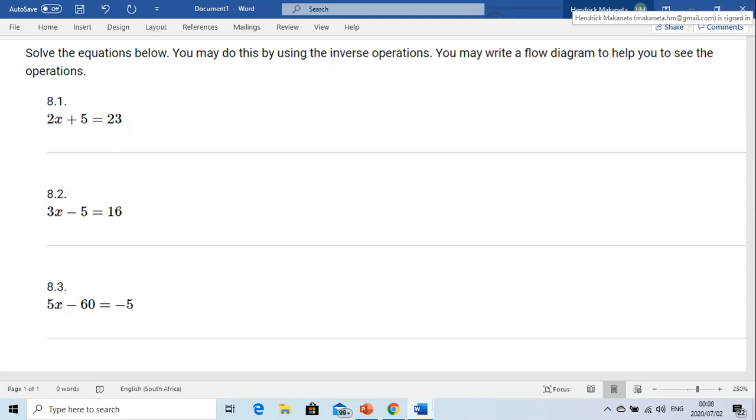I see that Nosipo is already demonstrating there with the equation 2x plus 5 is 23. Okay, Nosipo, I'm looking at your calculations on the group chat.